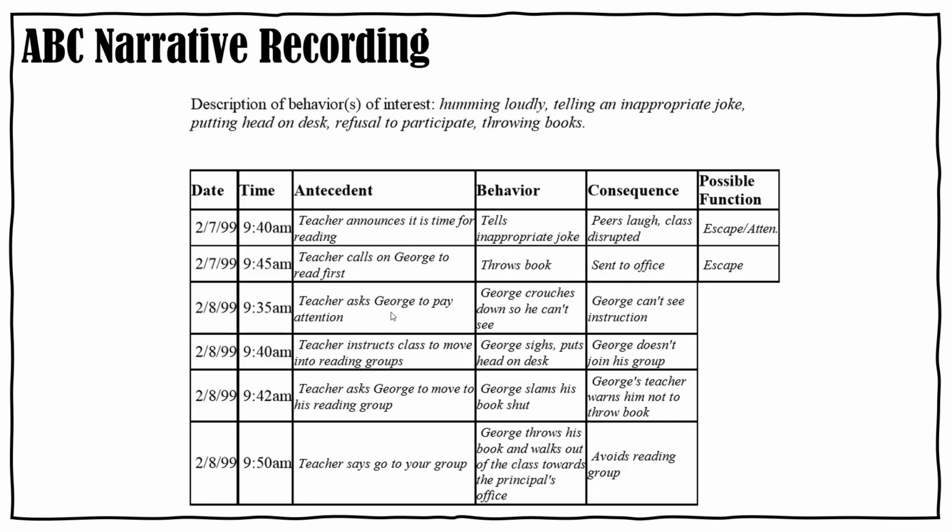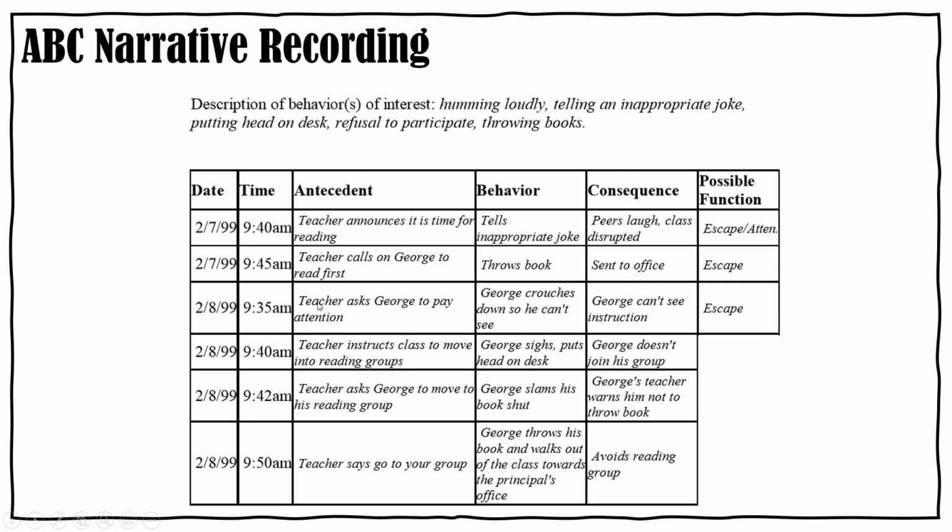She's giving a demand. George crouches down so he can't see, and nobody says anything, the teacher doesn't say anything, and George just continues down there. He can't see the instruction, so he's not paying attention. And so I would say that's an example of escape, especially if you look at your antecedent. So the teacher is providing attention, so the kid doesn't need to engage in the behavior to get attention.